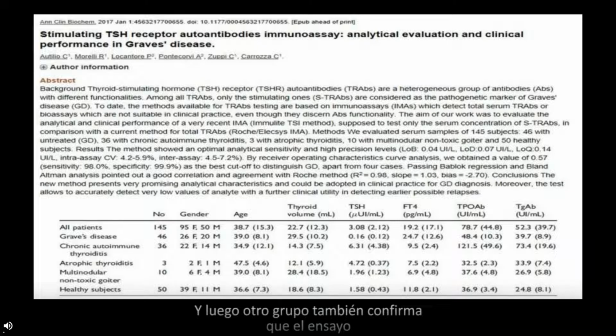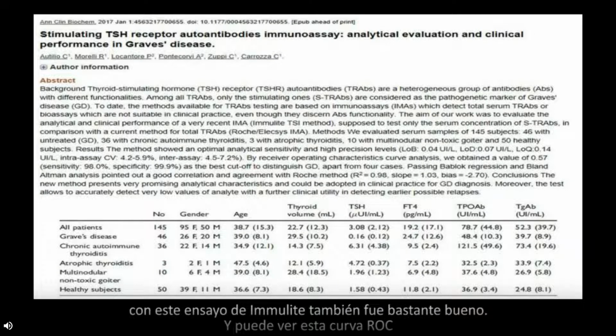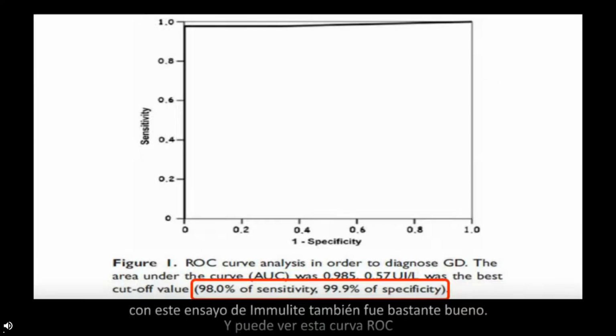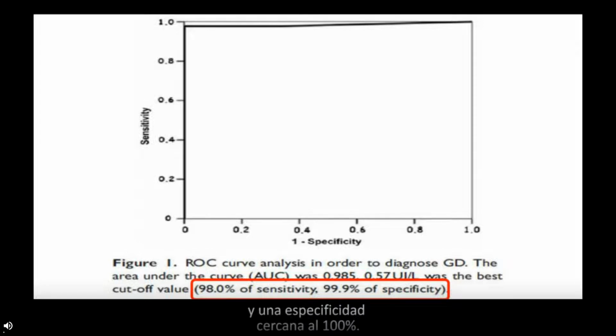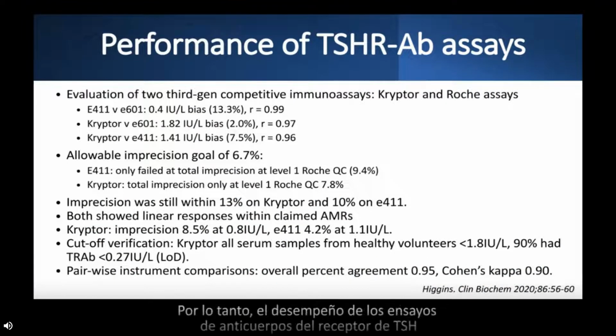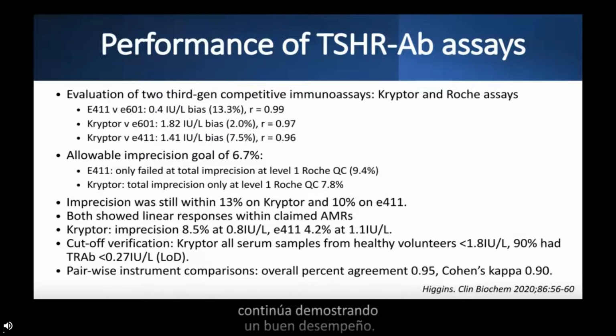And then another group also confirmed that the assay with this Immulite assay was also quite good. You can see this ROC curve to diagnose Graves' disease, at 0.57 units of TRAB had a sensitivity of 98% and a specificity close to 100%. So the performance of TSH receptor antibody assays continue to demonstrate good performance.